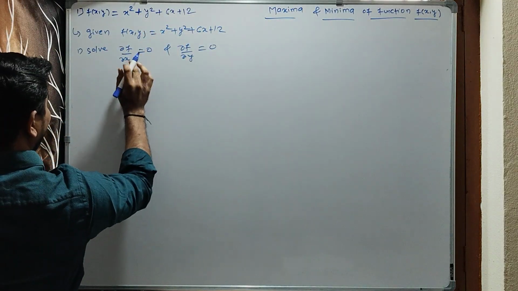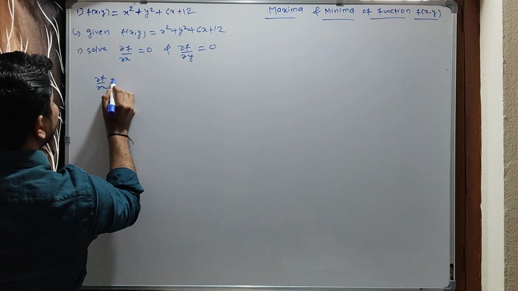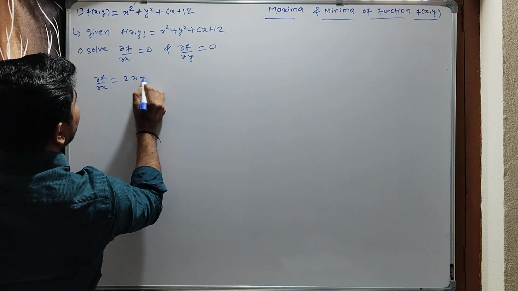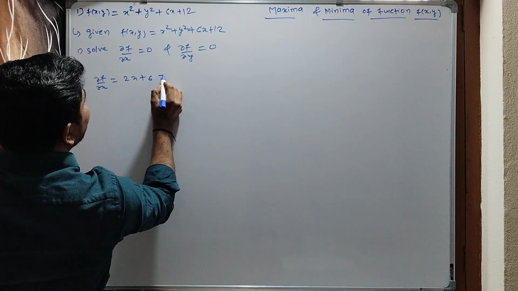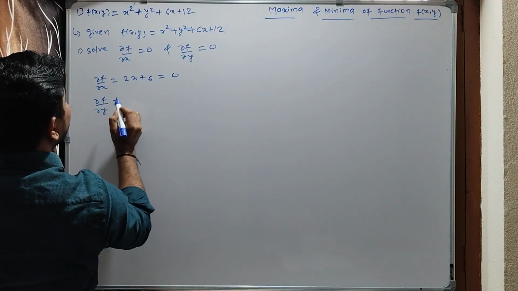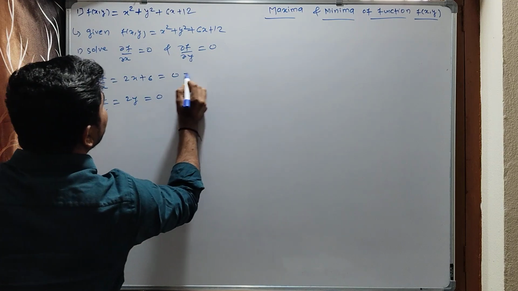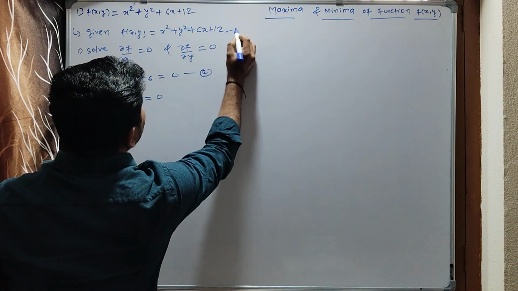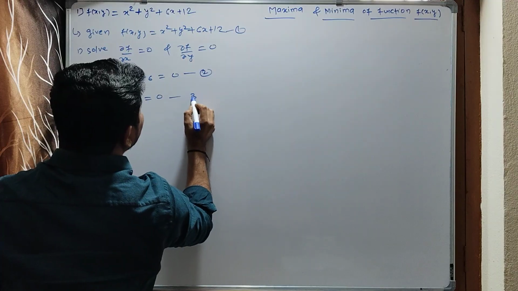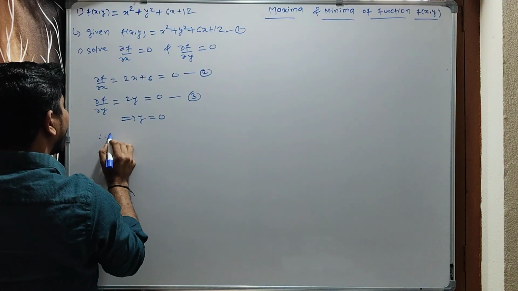So here dou f by dou x, which is equal to 2x plus 6, equals 0, and dou f by dou y, which is equal to 2y, equals 0. Let's say this is my equation 1 and this is my equation 2. Therefore this implies y equal to 0.